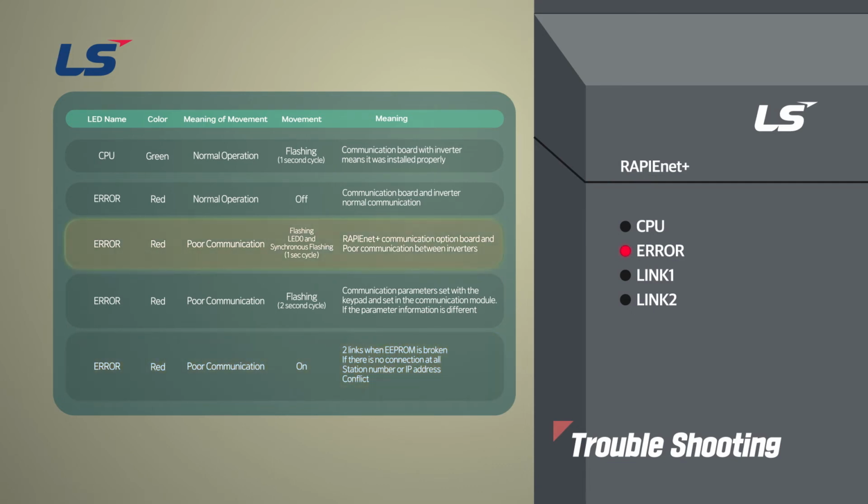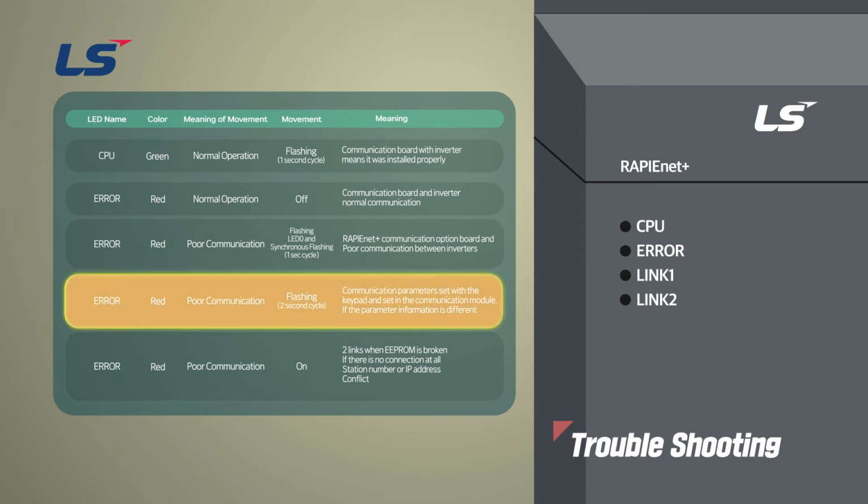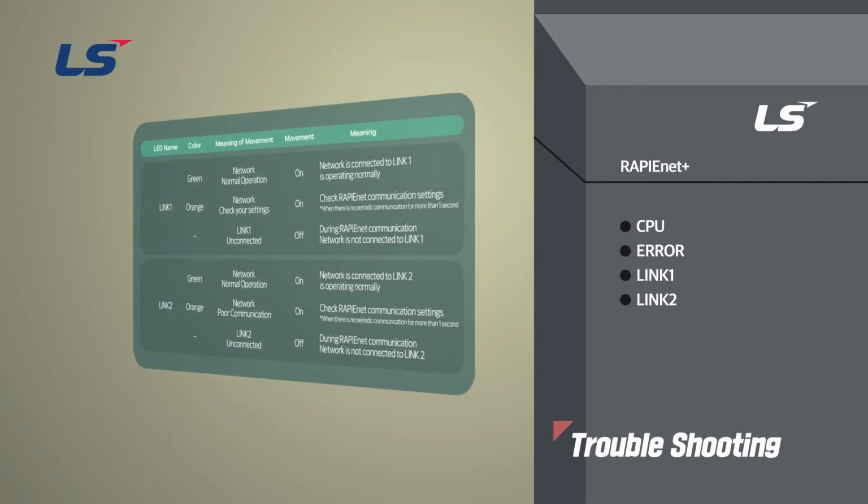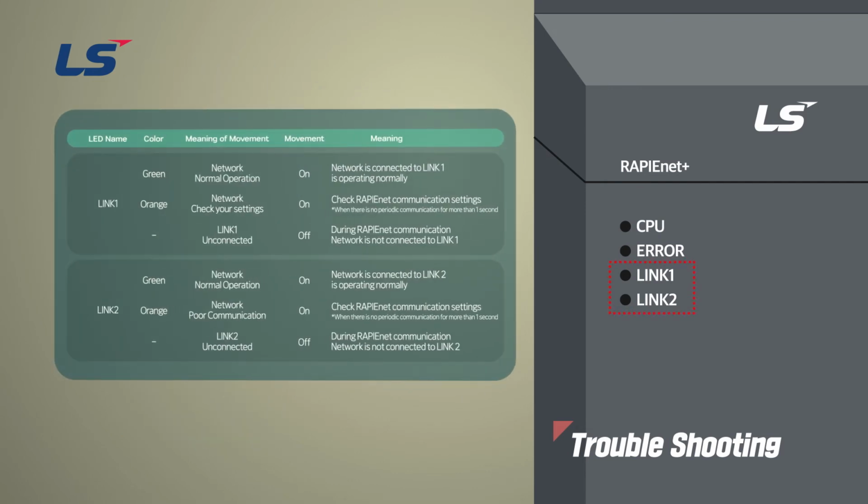If the error LED lights up every 1 second, it means that the communication of the RAPIEnet Plus option module is bad. If the lighting interval is 2 seconds, the communication parameter set by the keypad and the parameter information set in the communication option module are different. Please refer to the following table for information on the Link 1 LED.